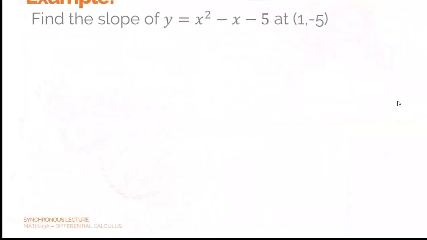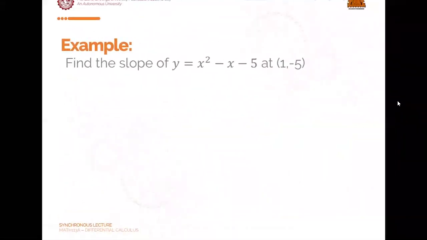Next. So sabi, find the slope of y is equals to x squared minus x minus 5 at (1, negative 5). Okay. So, di ba, na-identify natin last meeting na yung derivative daw nung given function natin is siya din slope nung mismong equation natin. Okay? So, ang gagawin lang natin, kunin lang natin yung first derivative niya. Then, yung makuha natin yung value, sasubstitute natin yung value ng point. Okay? So, yung point natin is ito, no? Itong 1, negative 5.